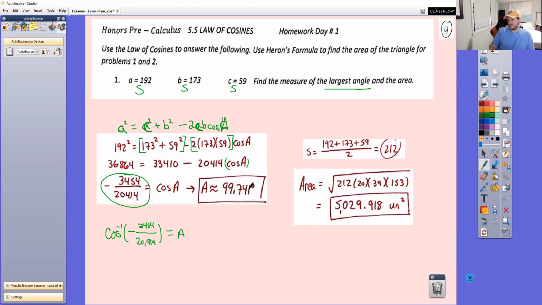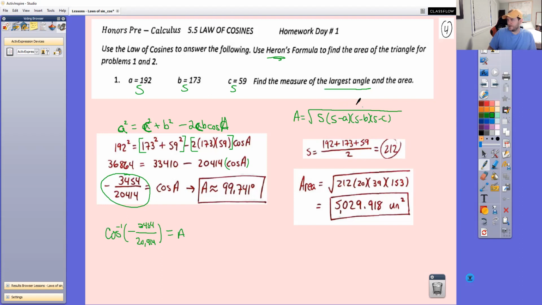I'm getting 99.741. Anyway, once I've got that angle, I want to find the area. And we said you have to use Heron's formula. So for Heron's formula, you need the semi-perimeter, because Heron's formula says that the area will be the square root of the semi-perimeter times the difference between the semi-perimeter and all the sides. So you do S minus A, you do S minus B, you do S minus C. And you take that big product of those four things and take the square root of that. So to find the semi-perimeter, you find the perimeter and chop it in half. So you're adding all the sides and dividing by 2.